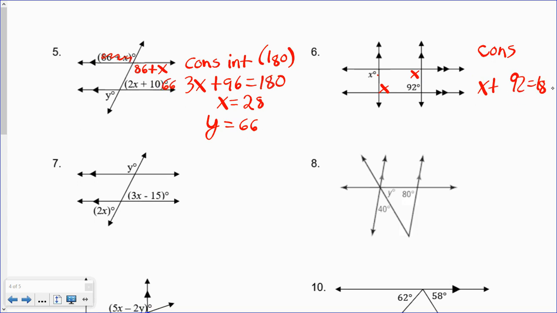We use corresponding angles to move the angle. Use it to solve. Write that down. Because 180 minus 92 should be 88.